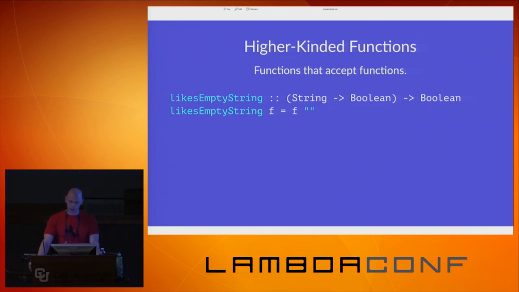So what I do here is I give this function the following type signature. It's going to accept the function, so I enclose this in parentheses, and I say this is a type, ordinary type.